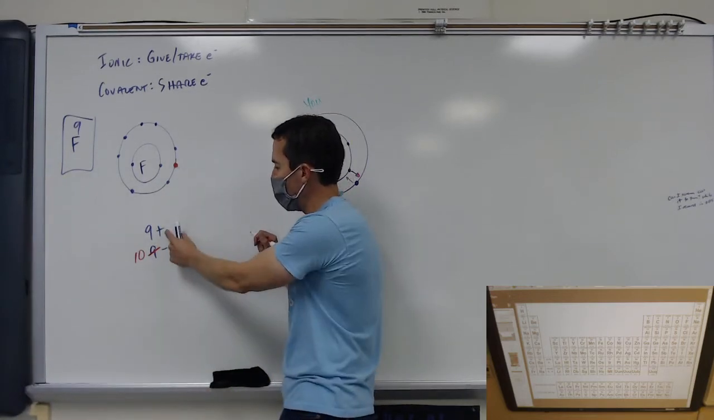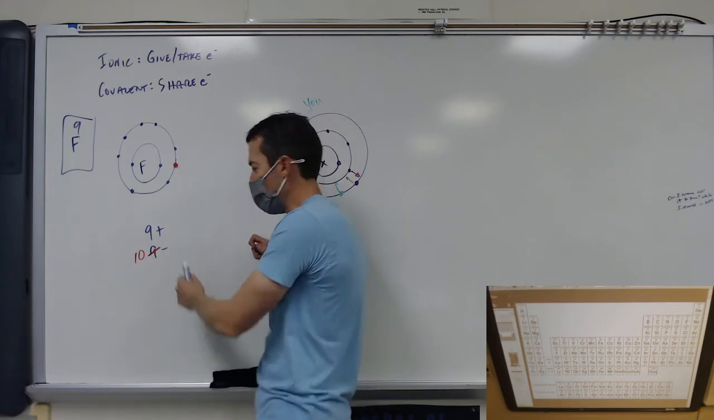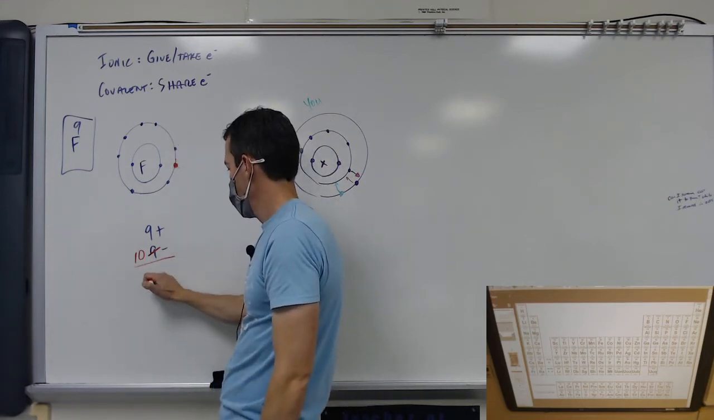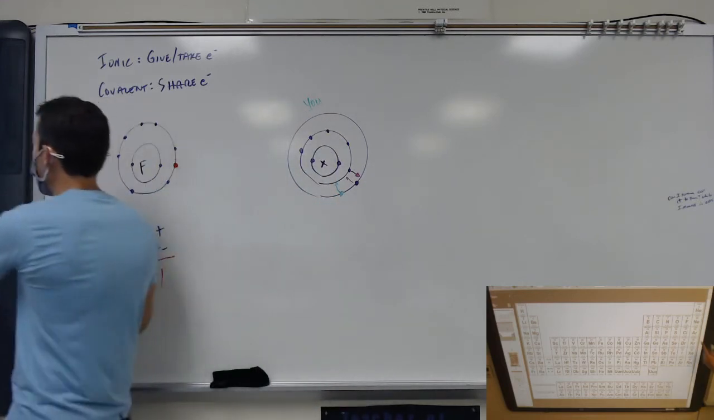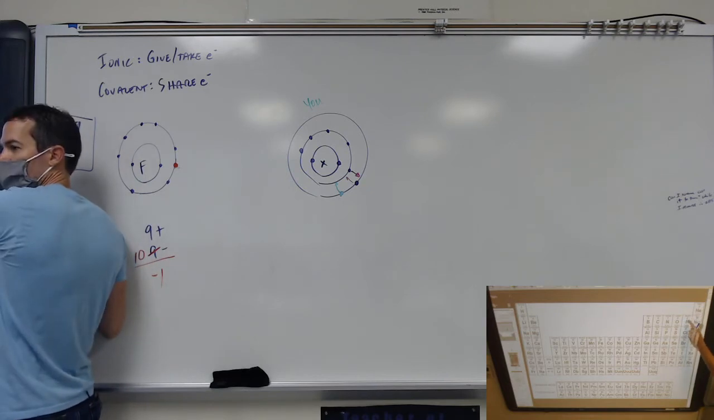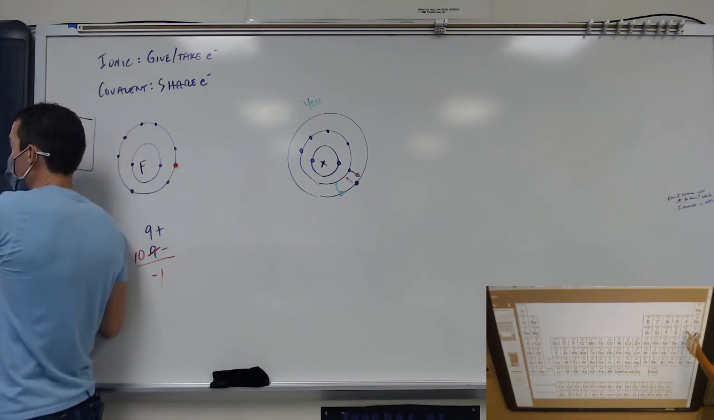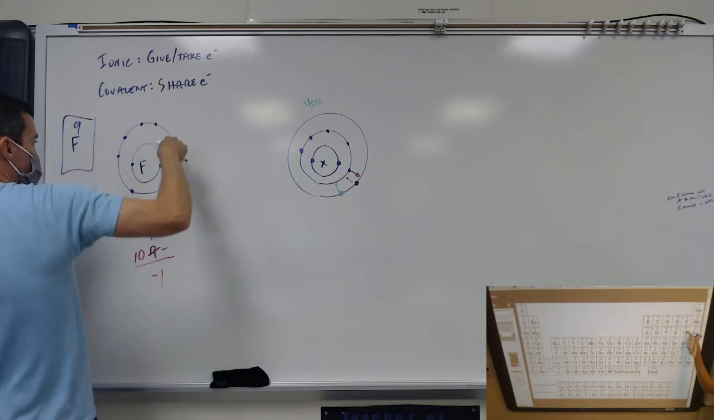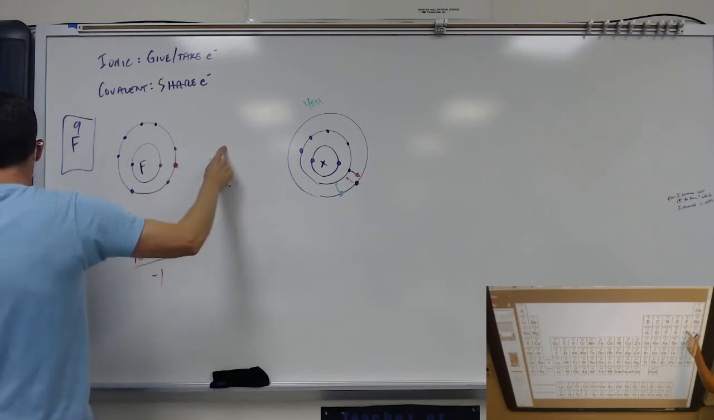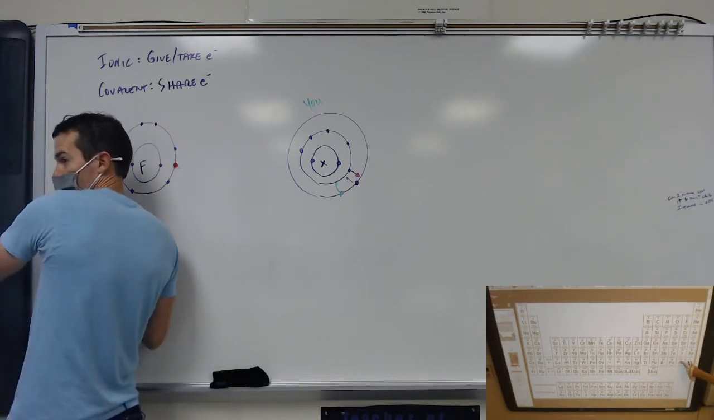So now it has 9 positives and 10 negatives. So what is its charge? -1. That's why fluorine in this column has a -1. Same thing for chlorine. Now, chlorine will have 3 rings around it, but it's going to always gain 1 electron. That's why everybody here is -1.